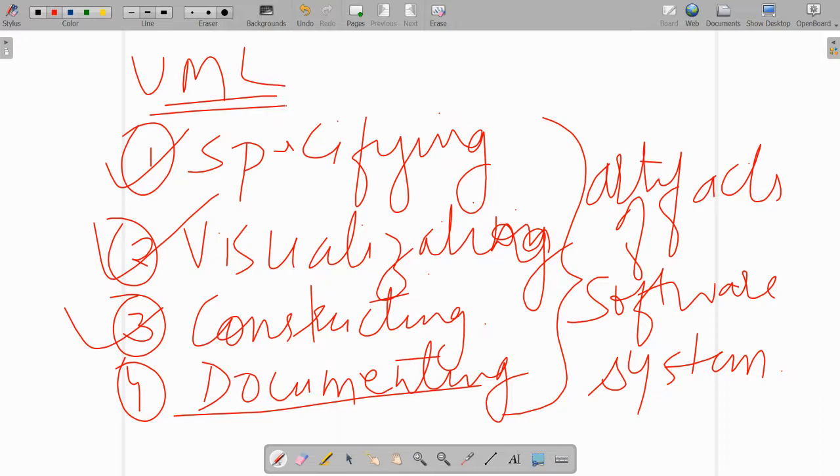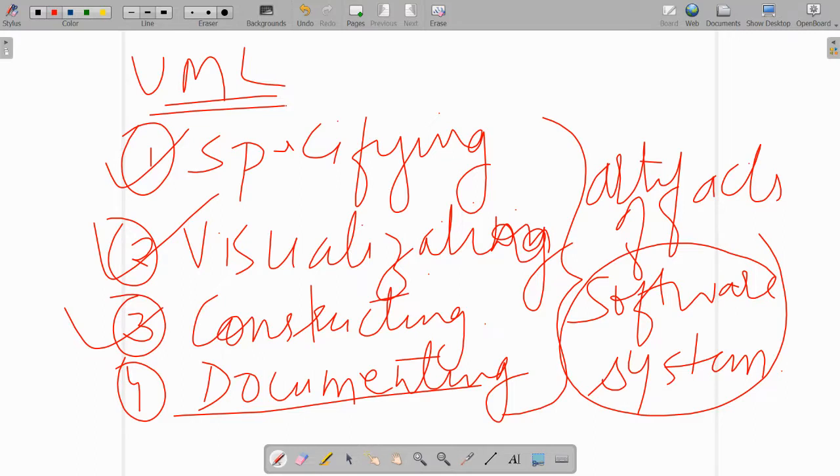When you talk about visualization, it is a graphical notation for modeling various aspects of a software system. The ultimate goal is to develop the software system. So how could the model be presented graphically, so that the various aspects of the software system could be presented in visualization form? That is more important.